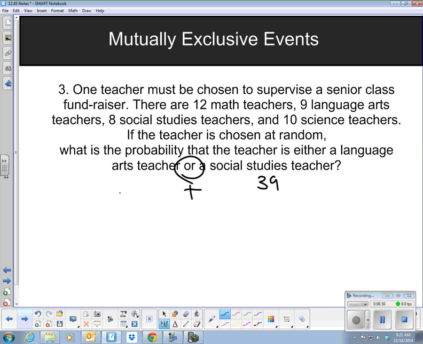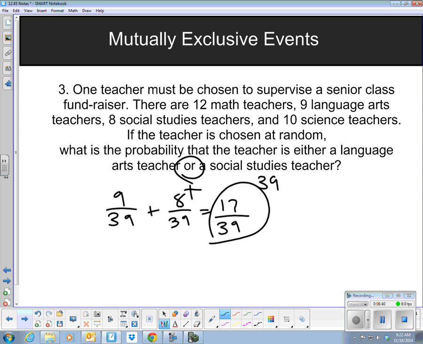So language arts is going to be 9. Social studies is going to be 8. And quite simply, you're just going to add them. So the probability of you getting language arts or social studies is going to be 17 out of 39, which is not quite 1/2.